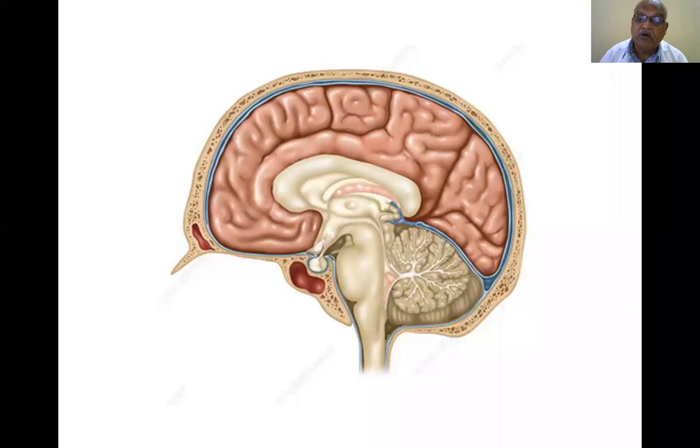Now I am showing you what is present. This is one fissure, and this is the fissura prima. So this one is the anterior lobe. This one is the posterior or middle lobe, and this is the posterolateral sulcus. This is a small lobule, the flocculonodular lobule. So anterior lobe, middle or posterior lobe, plus flocculonodular lobe.